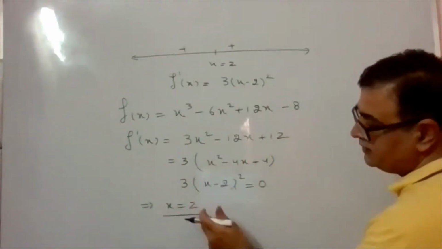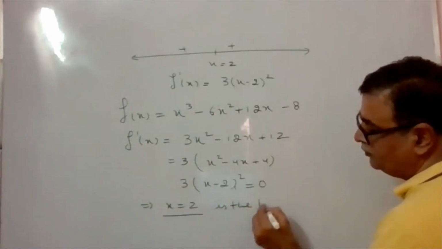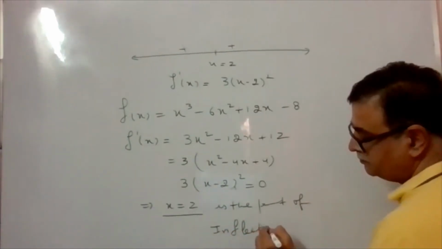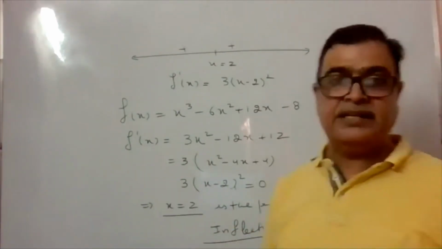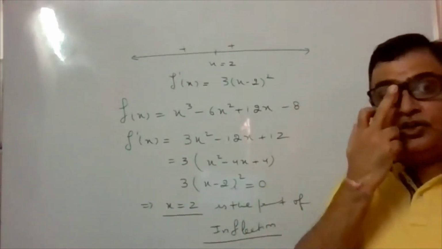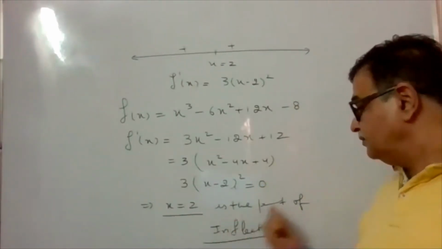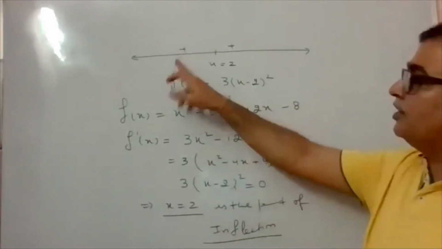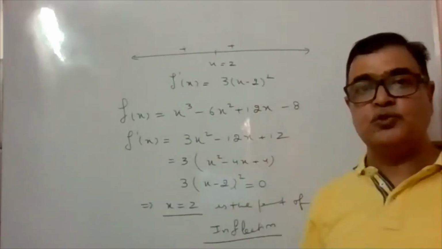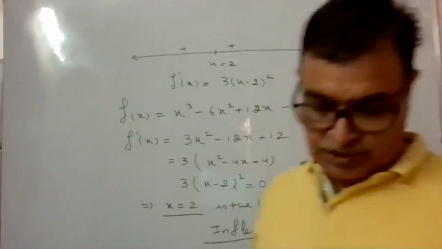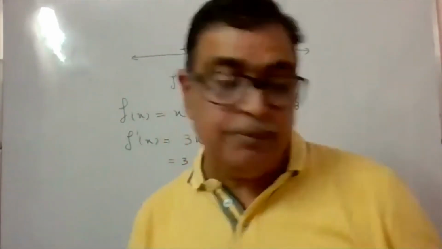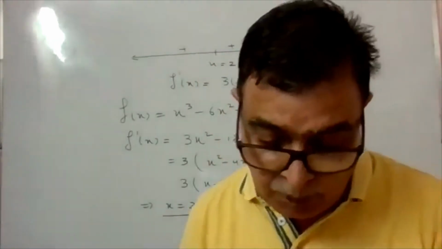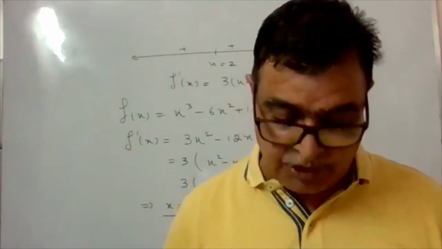So therefore, x is equal to 2 is the point of inflection. We call x is equal to 2 the point of inflection because dy by dx does not change its sign. It remains from plus to plus. So keep in mind now this function can give a local maximum point, local minimum point, or point of inflection.